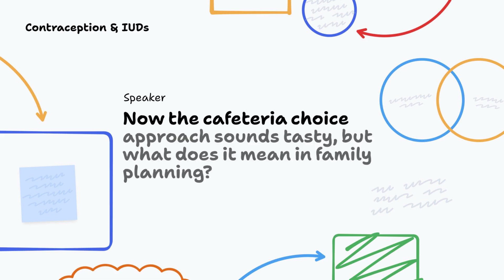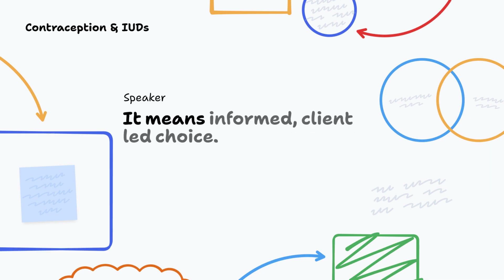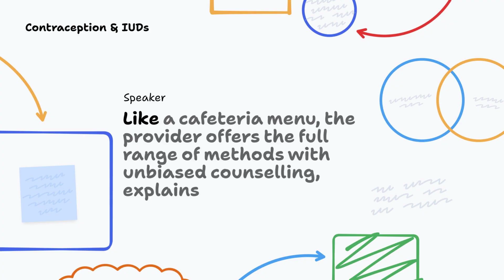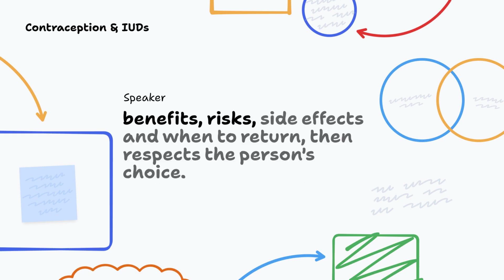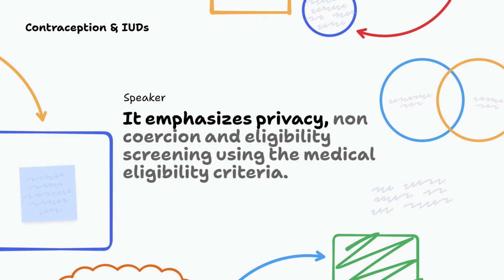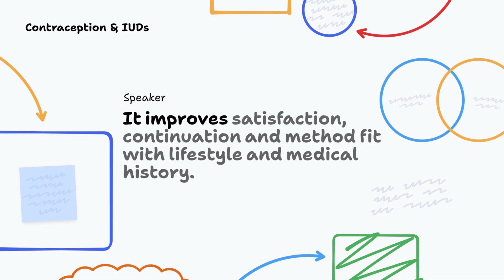Now, the Cafeteria choice approach sounds tasty, but what does it mean in family planning? It means informed, client-led choice. Like a cafeteria menu, the provider offers the full range of methods with unbiased counseling, explains benefits, risks, side effects, and when to return, then respects the person's choice. It emphasizes privacy, non-coercion, and eligibility screening using the WHO medical eligibility criteria. It improves satisfaction, continuation, and method fit with lifestyle and medical history.